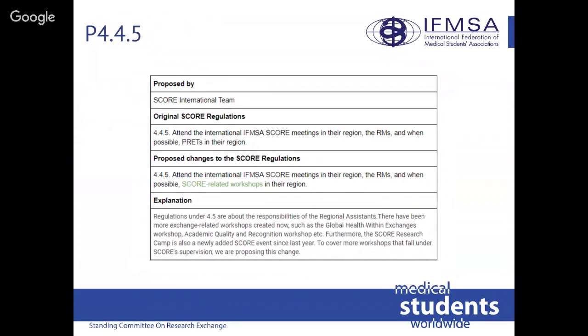4.4.5 is a change to a current regulation that states to attend the international IFMSA SCORI meetings in the region, the RMs, and when possible, PRETs in the region. We want to change the word PRETs to SCORI-related workshops. This regulation talks about, again, the responsibilities of the RAs. Now that there are more workshops created other than PRETs, such as global health within exchanges, academic quality and recognition, etc., and the SCORI research camp is also being added as a SCORI event, we want to use the term SCORI-related workshop to sum up all the workshops and initiatives that are being done by SCORI from here on with this regulation passed.